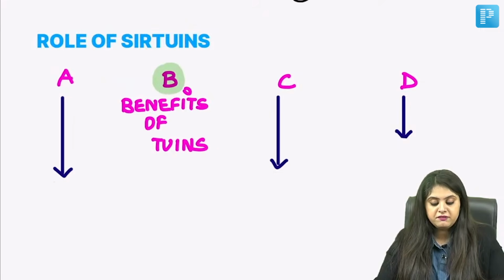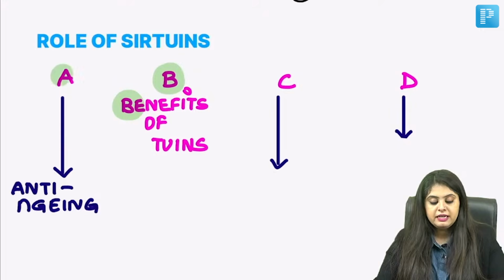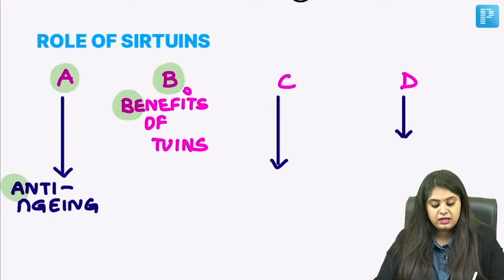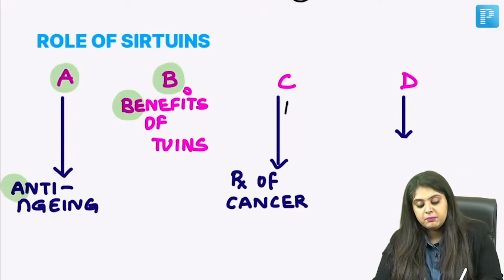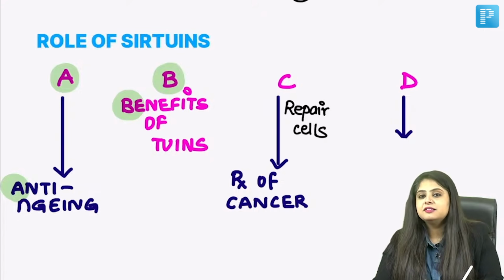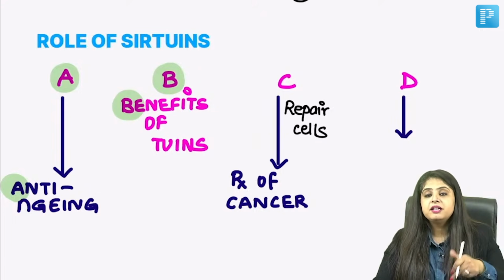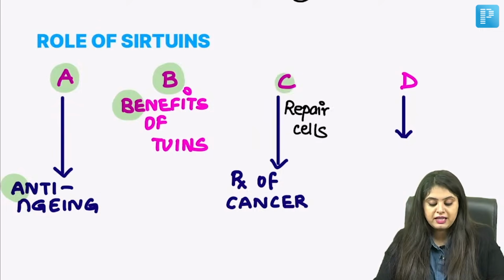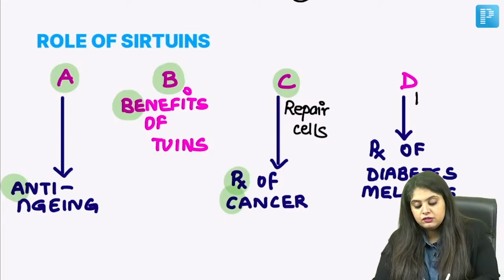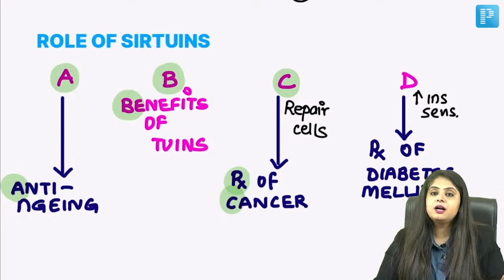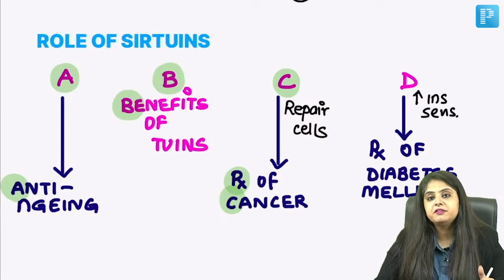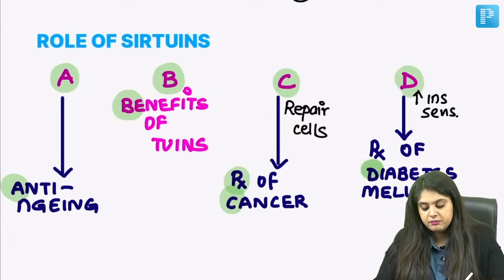So what are the benefits of Sirtuins? Number one, ma'am, you just told us it is going to make me live longer, anti-aging. Number two, you told us it is going to repair the cells. That means if someone has cancer में तो सेल खराब हो रहा है. If I give him an injection of Sirtuin, ऐसा कुछ बन गया, then maybe it will be used in the treatment of cancer also because it will repair the cells. Number 3, you told me that it is going to increase insulin sensitivity. इंसुलिन का काम अच्छा कर रहा है, मतलब डायबिटीज का पेशेंट will benefit a lot from it. It can be used in the treatment of diabetes mellitus.